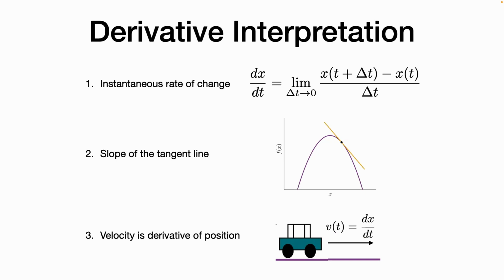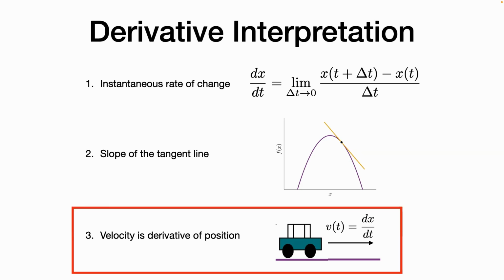Velocity is the derivative of position. So v of t is dx/dt if x of t is the position, say, of a car driving. So, do you like my little car? All right. Very artistic. All right, so this is the one we're going to leverage.